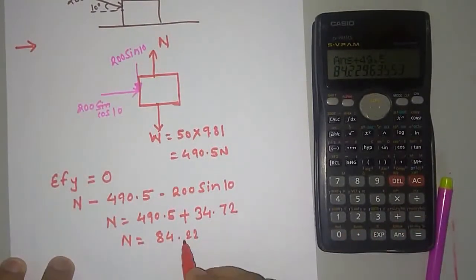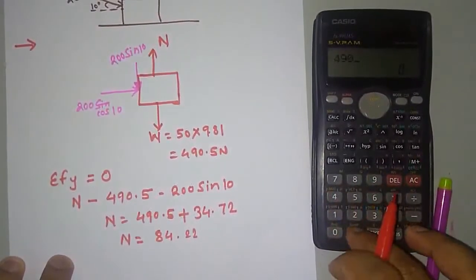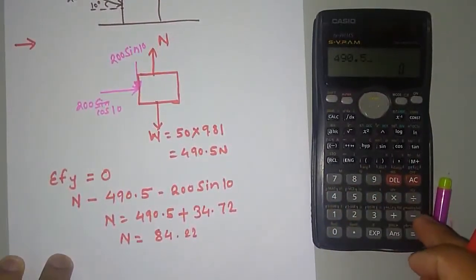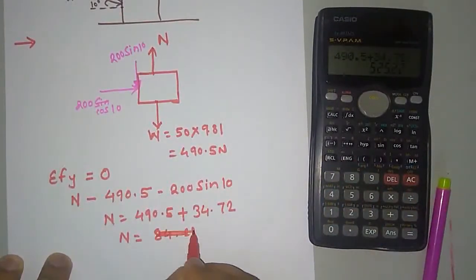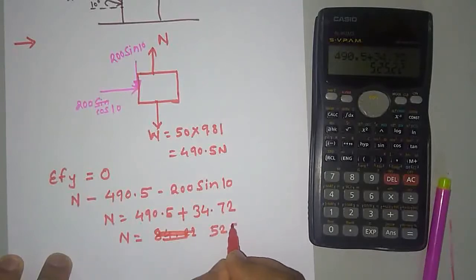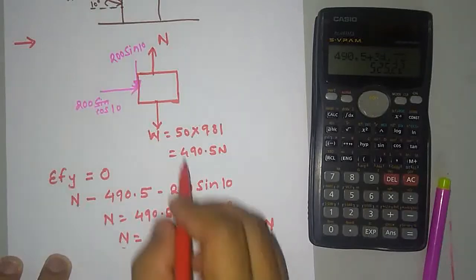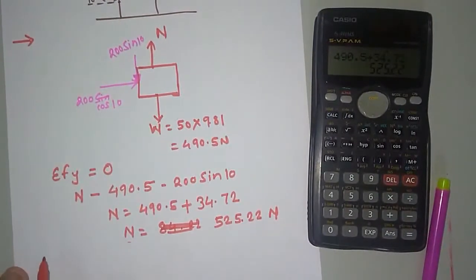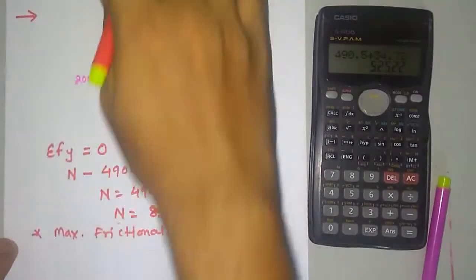I think we have made some mistake here. So it is 490.5 plus 34.72, so it is 525.22 Newton. So this is the normal reaction we got. With this normal reaction, how to get the maximum frictional force?